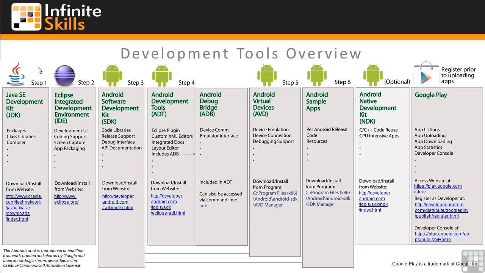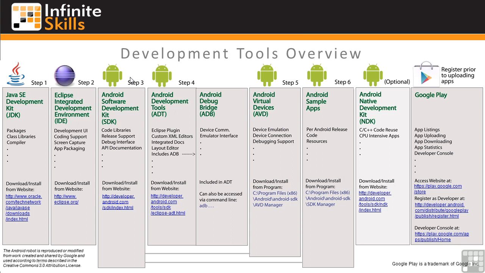Starting on the left of the graphic is the Java SE Development Kit. Java is the programming language used for Android apps. You'll download and install it on your computer from Oracle's Java website. It includes code packages, libraries, and a compiler. The Eclipse IDE provides the platform of tools you'll use for coding and testing. You'll download and install it from the Eclipse website. It includes a development user interface, screen capture, and app packaging.